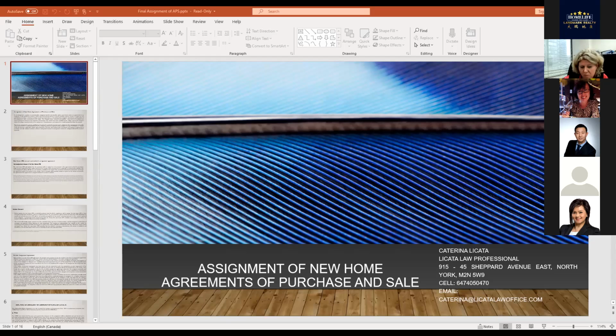How about the development charge? I think I missed that. The problem is that at the assignment stage, we don't know what will be the final SOA from the developer's lawyer. Okay, so that amount should be charged to the assignee.